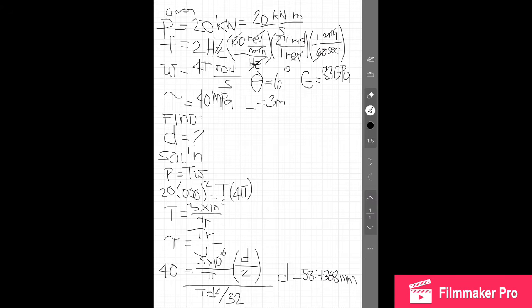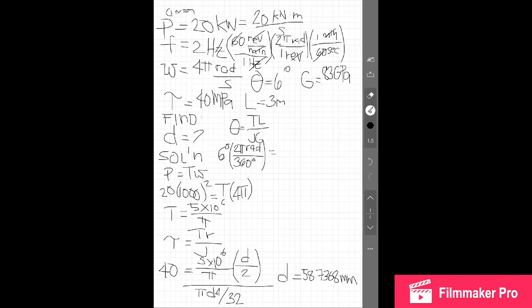But hindi pa ito yung diameter, ha? We need to check also for the diameter na ma-produce niya using the formula for theta. So, ang theta given mo as 6 degrees. So, again, ang formula niya, equals lang siya sa TL all over JG. Okay. So, we have 6 degrees na value. So, tandaan nyo, kapag gagamitin mo na siya sa equation, dapat yung degrees mo ay ma-convert mo to radian. So, yan ang conversion, di ba? Si 2 pi rad ay 360 degrees.